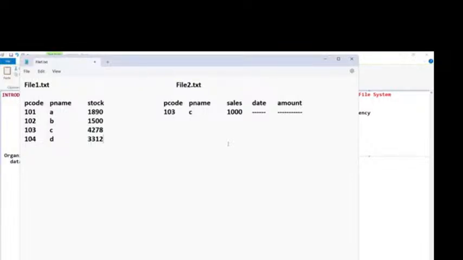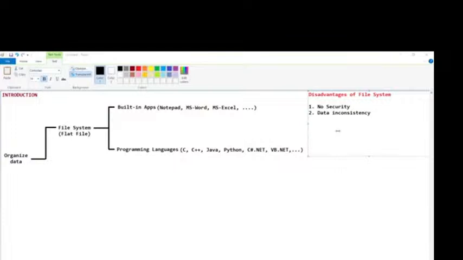What is the conclusion? Changes made in one file do not automatically reflect in other files. One table also has data in rows and columns. Multiple tables also have data in rows and columns. What do you call that? Data inconsistency.